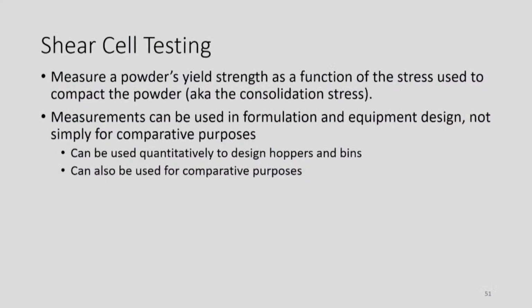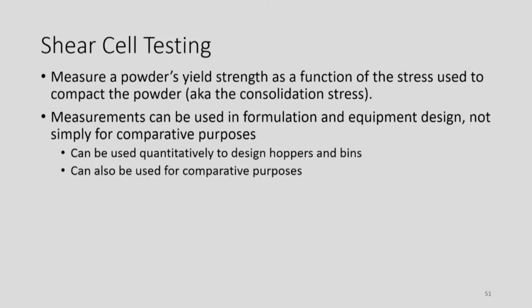Okay, so we measure the powder's yield strength. Yield strength means the strength of the powder, how much strength it takes to move one layer of powder over the other layer of powder. So that's the yield strength, yielding, moving. It's a function of the stress, how much load is acting on the powder. So we measure the strength and stress, and calculate the flow behavior using these two relationships.